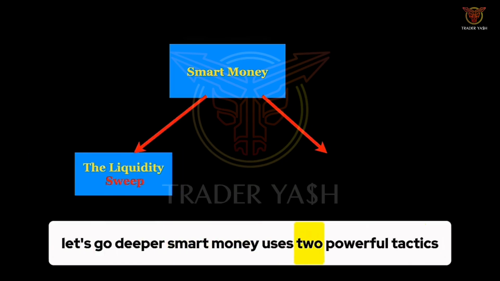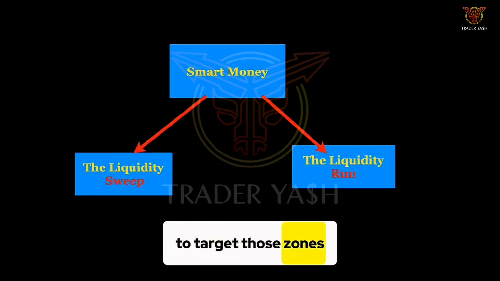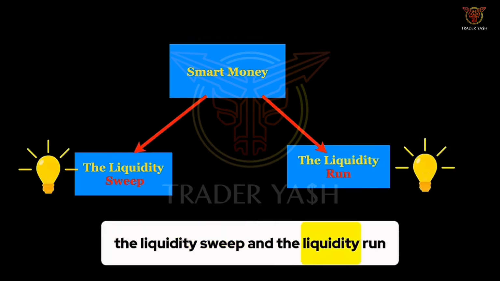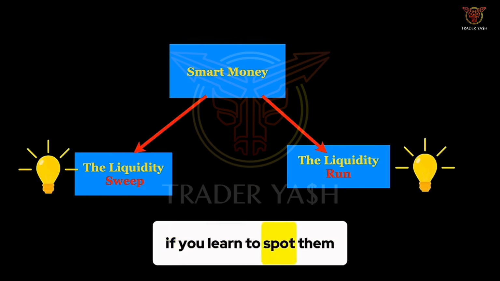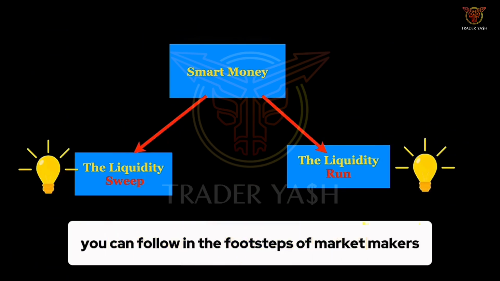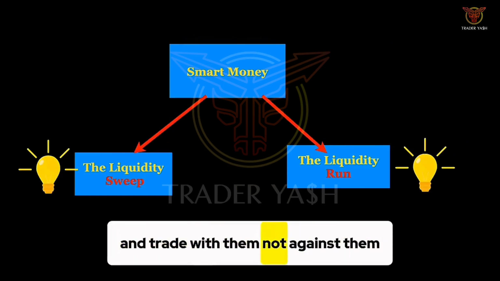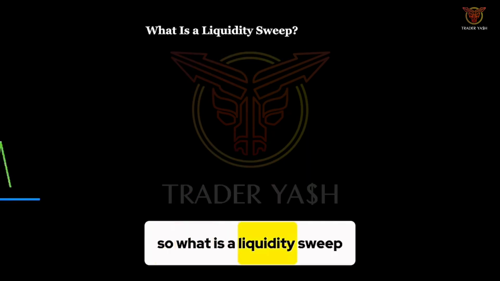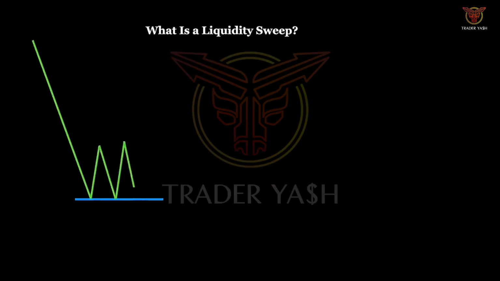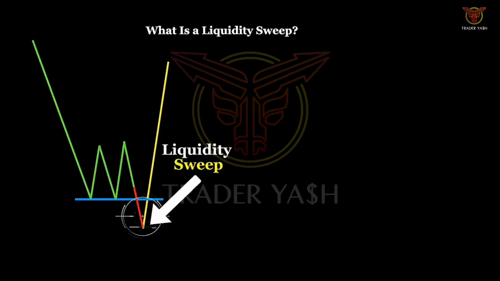Smart money uses 2 powerful tactics to target those zones, the liquidity sweep and the liquidity run. If you learn to spot them, you can follow in the footsteps of market makers and trade with them, not against them. So what is a liquidity sweep? A liquidity sweep is when price grabs stop losses and then reverses. The whole move is meant to trap retail traders and give smart money a better price.